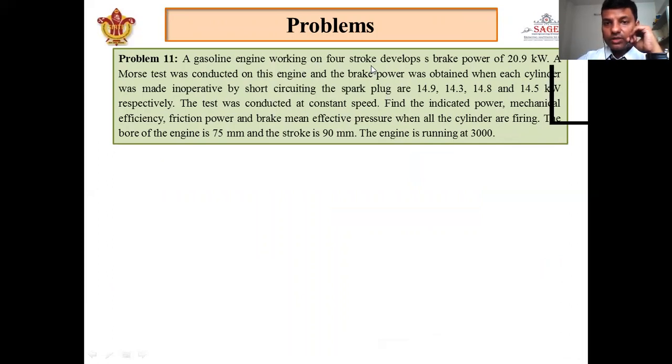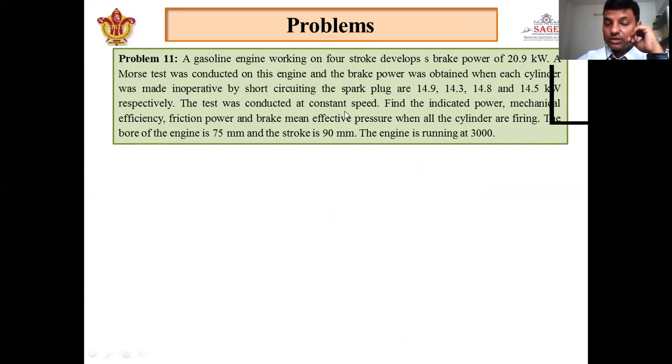A gasoline engine working on 4-stroke develops a power of 20.9 kilowatts. So total brake power is given as 20.9 kilowatts. A Morse test was conducted on the engine, and the brake power obtained when each cylinder was made inoperative by short circuiting the spark plug are 14.9, 14.3, 14.5 and 14.5. Means what is this 14.9? When cylinder 1 is cut off, that is B1. This one is B2. This one is B3 when cylinder 3 is cut off. This one is B4 when cylinder 4 is cut off.